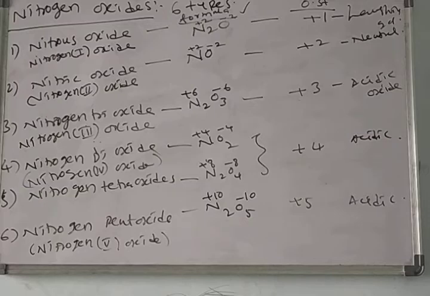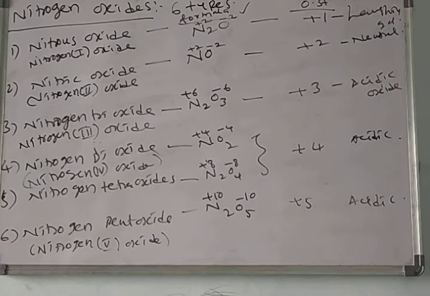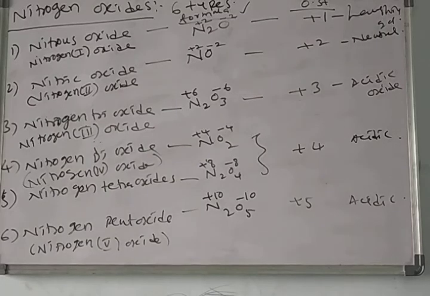And one more thing, nitrogen trioxide we call the anhydride of nitrous acid. Nitrogen pentoxide we call the anhydride of nitric acid. What is the formula of nitric acid? HNO3. What is the formula of nitrous acid? HNO2. Okay, this is the simple discussion of the nitrogen oxides. Tomorrow we will continue with preparation and properties of nitrogen oxides along with ammonia. Thank you.